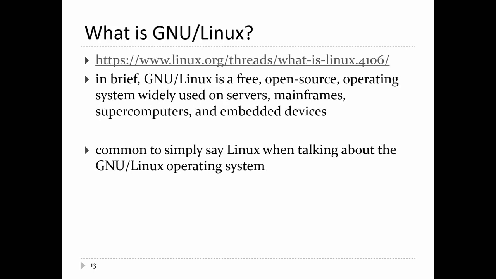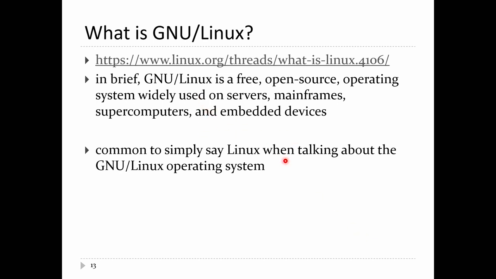Okay, so what's GNU Linux? There's a link there that takes you to linux.org, which is basically the home webpage of Linux. There's a little "What is Linux" link here. I guess tomorrow's the next lecture, so tomorrow I'll talk a little bit more about what Linux is and its history, not a whole lot more, but a little bit more.